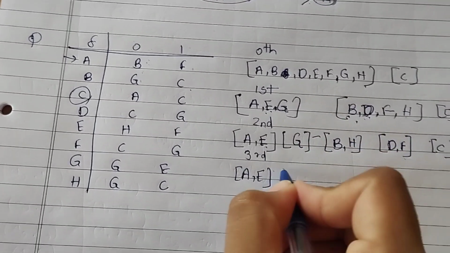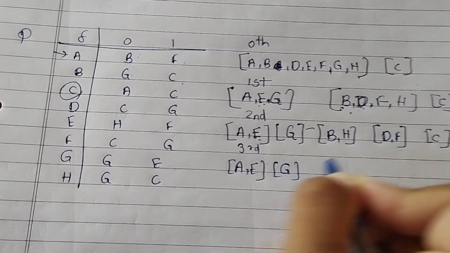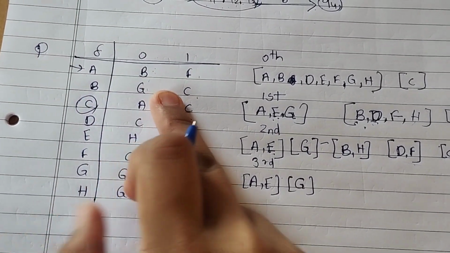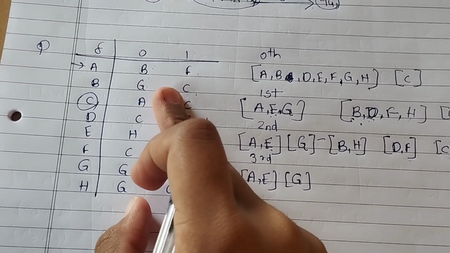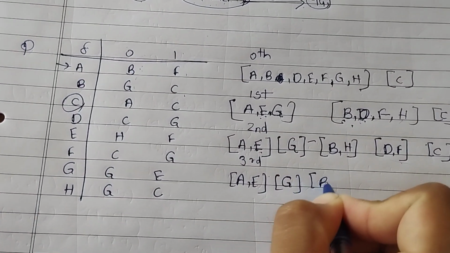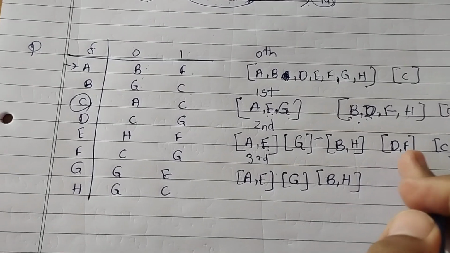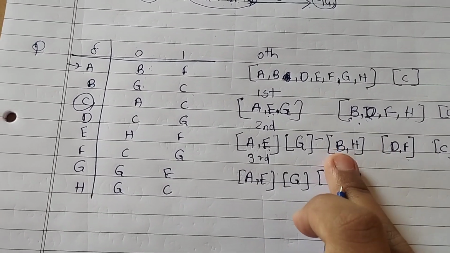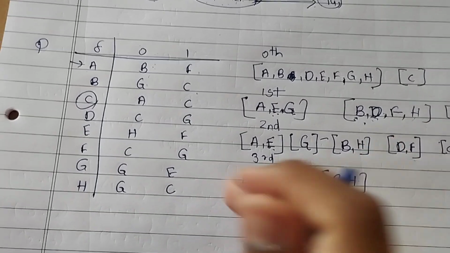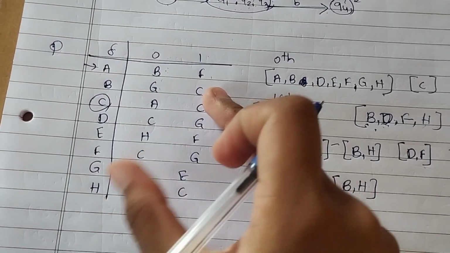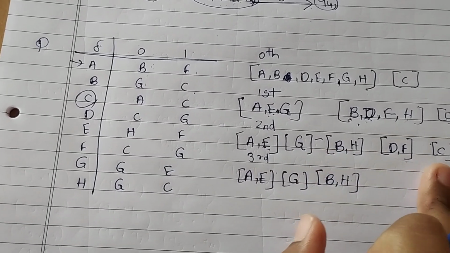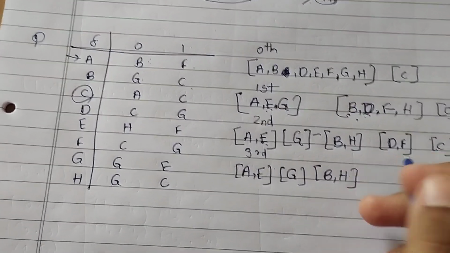Now G is single, write as it is. Now BH. B reads 0 in G, H reads 0 in G. So G and G are present in the single group. So this BH is also in the same group. Now we see only the 0th transition; we see the 1 transition also for the BH. So B reads 1 in C, H reads 1 in C. So this is in the same group, so write it as it is.